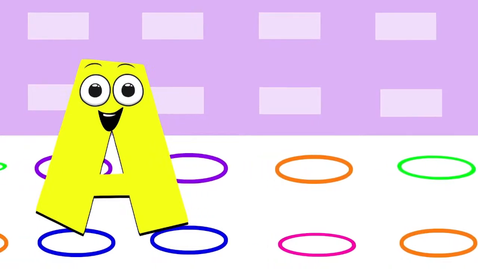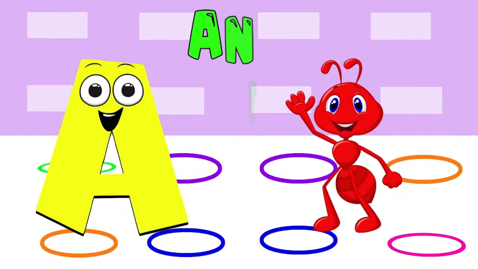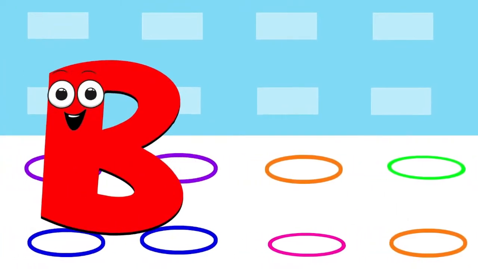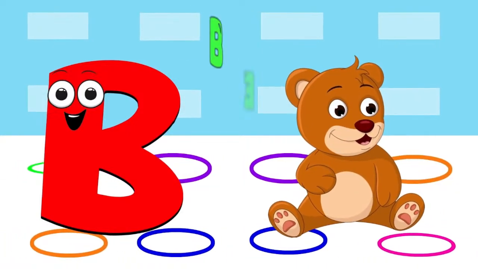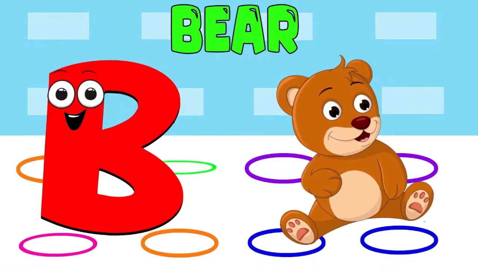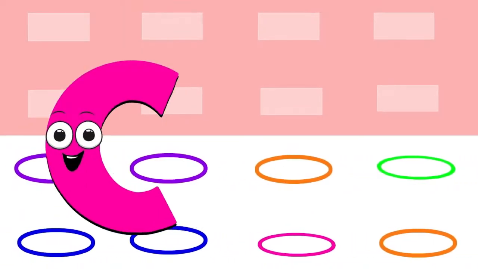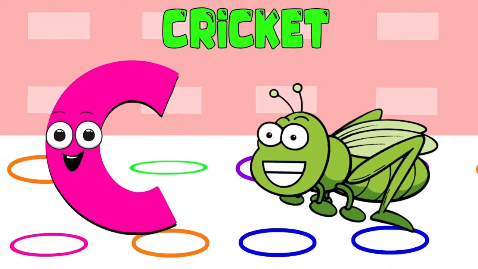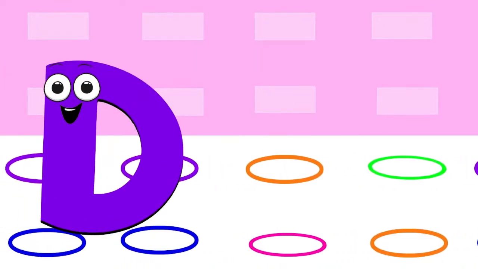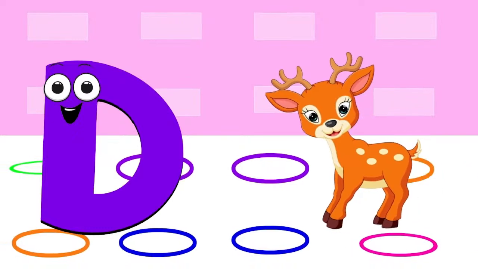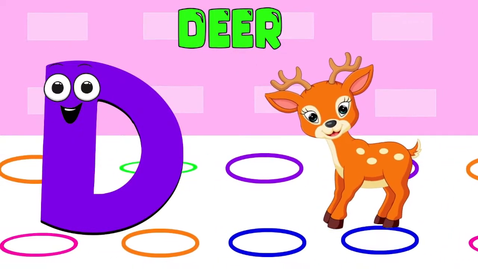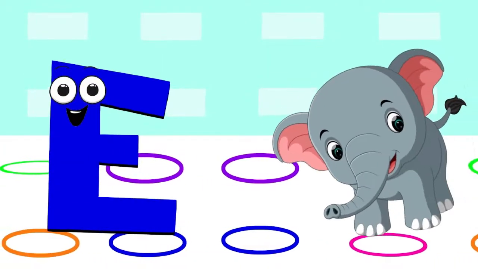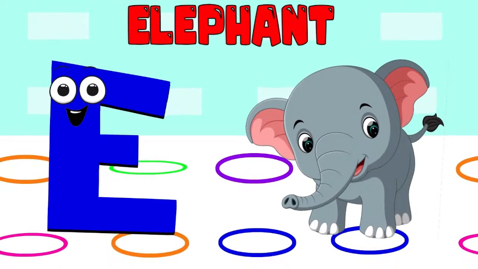A for ant. B for bear. C for cricket. D for deer. E for elephant.